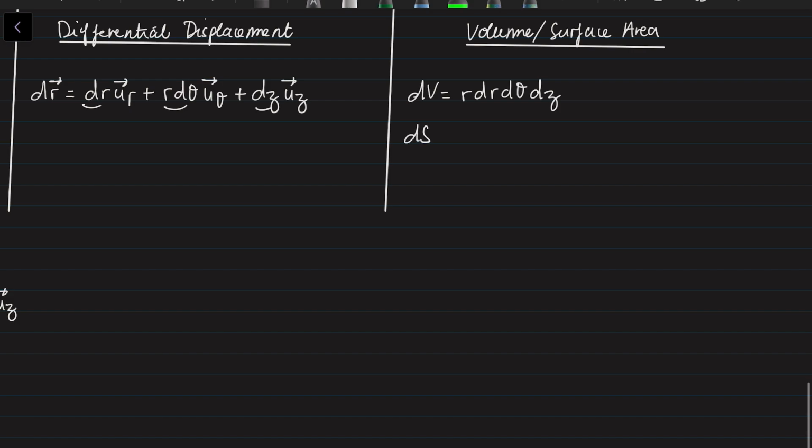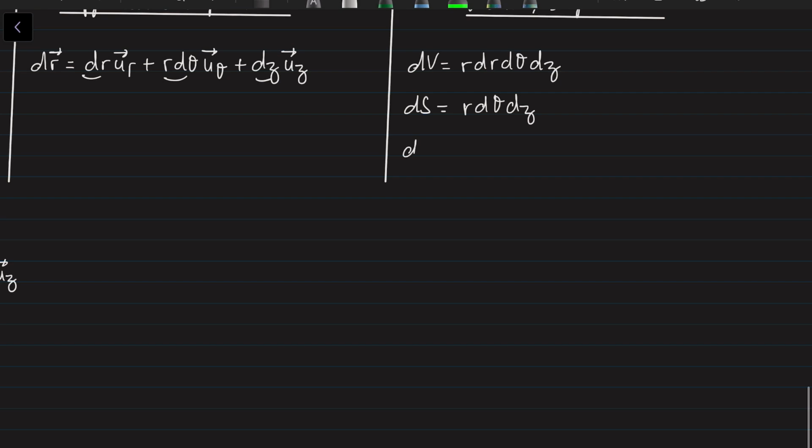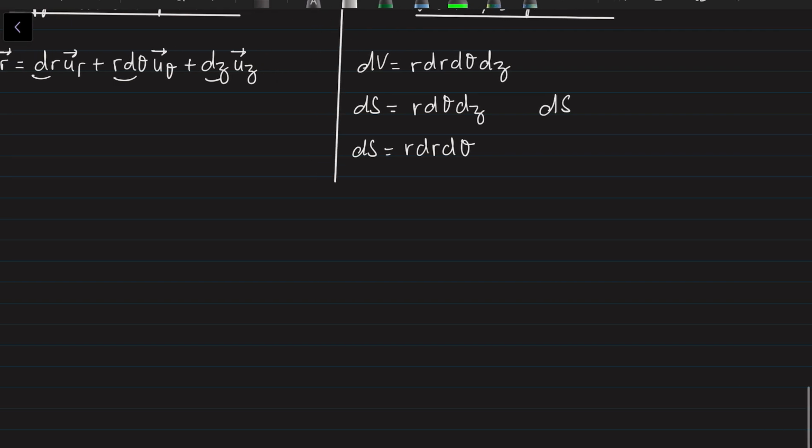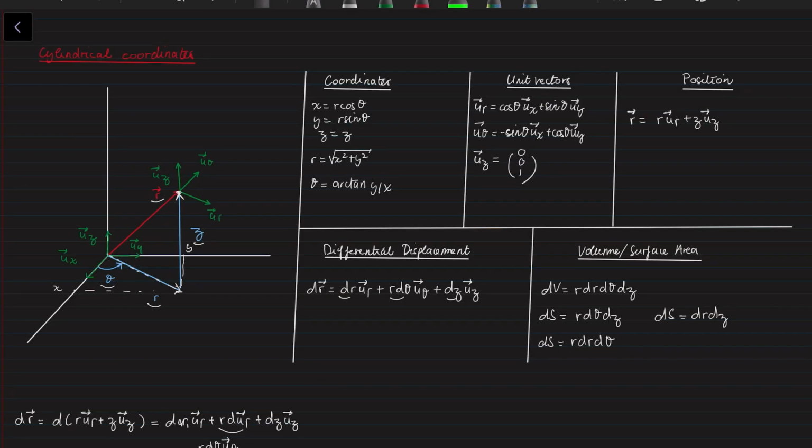And then for dS, we have three choices. If I'm not moving along the r direction, it would be r d theta dz. If I'm not moving along the z direction, it would be r dr d theta. And if I'm not moving along the theta direction, it would be just dr dz. So this is how you find the unit vectors, the position vector, the differential displacement, and the volume and surface area elements in cylindrical coordinates.